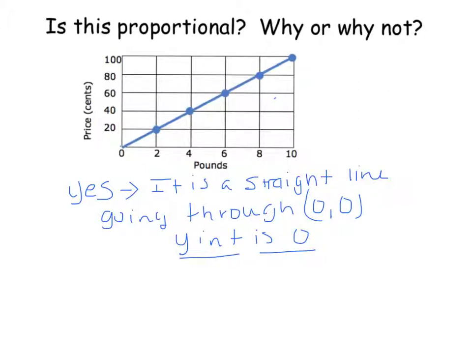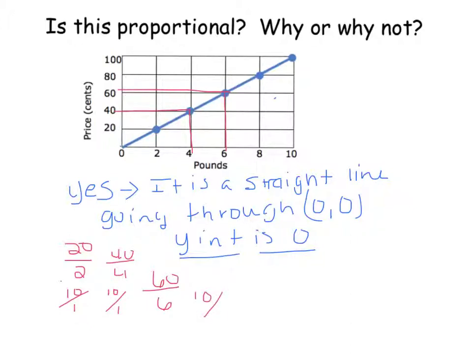The other way that we can look at it is look at our unit rates. So 20 to 2, or 40 to 4, right here, 40 to 4, or 60 to 6, they all simplify to the unit rate of 10 to 1. 10 to 1, 10 to 1. So yes, we could also say yes, it is proportional because they have a constant unit rate.